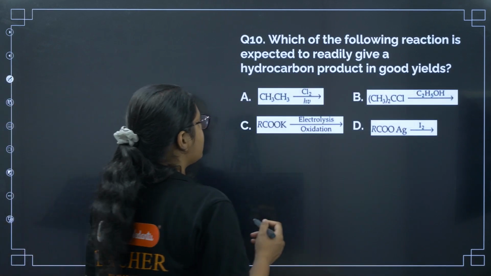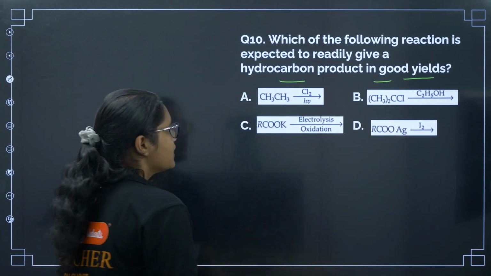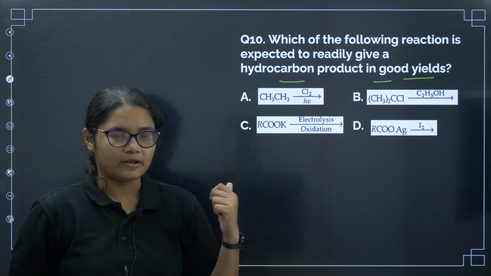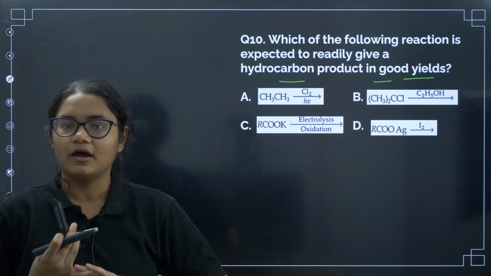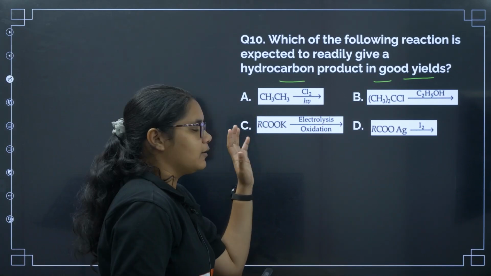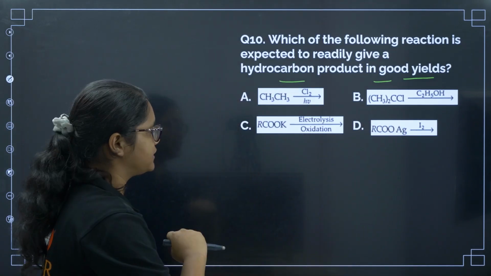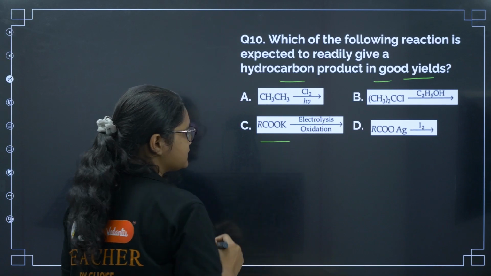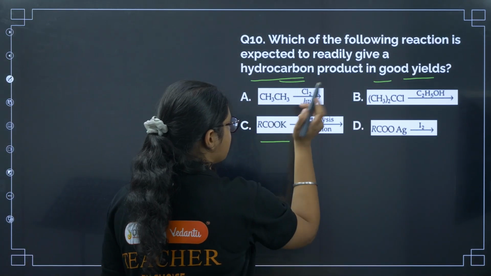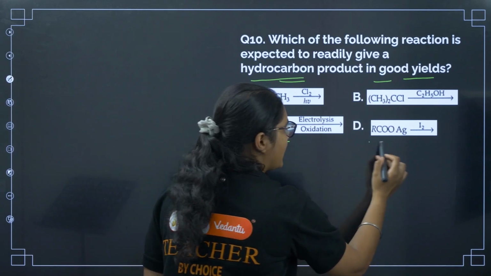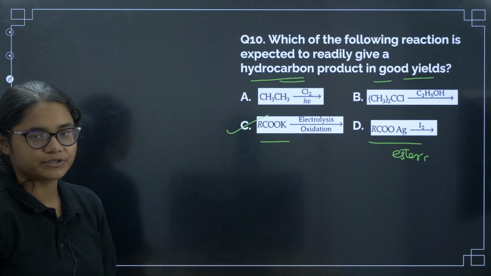Next, which of the following reactions is expected to readily give a hydrocarbon product in good yield? If you see the first one, that is halogenation in presence of HNu, it can give you primary, secondary and tertiary halide, so it is not a good method. This one, if you see, will produce your alkene because a tertiary alkyl halide is there. Electrolysis will give you the product correctly, the haloalkanes. We want the hydrocarbon, whichever we want can be produced from here, and this one will form esters. So the correct answer for this question will be option number C.